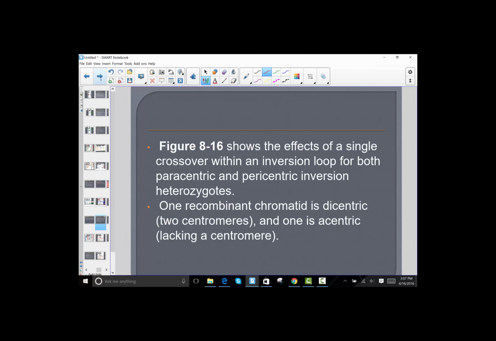Excuse me. So the last thing that we're going to talk about is actually a crossing over event that is an inversion loop with a paracentric and pericentric inversion for heterozygotes. So basically what happens here is a crossing over event. So what we talked about before was synapse, so it was not crossing over. So basically what's going to happen is we're going to have one recombinant chromatid that's dicentric. It will actually have 2 centromeres, and one that will be acentric or will lack a centromere.